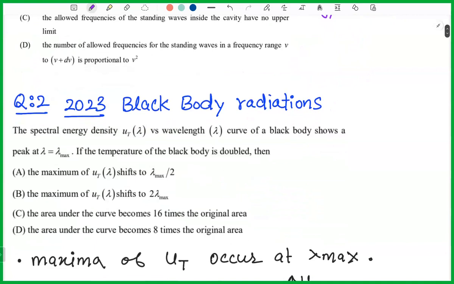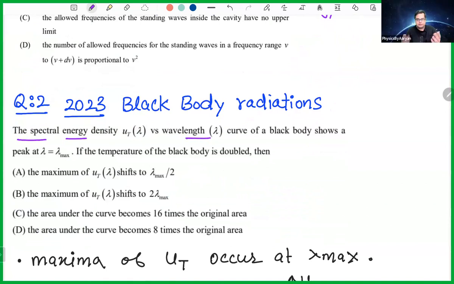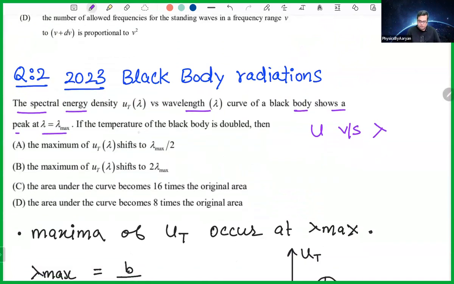Okay, so then we come to the question for 2023. In 2023, what was the question being asked? They are asking about the spectral energy density versus wavelength curve. So basically they are plotting the graph of U versus wavelength. You can plot the graph of U versus wavelength or U versus frequency. For a black body, it shows a peak at lambda equals lambda max. So what will happen if you double the temperature? So basically, you have the graph like this.